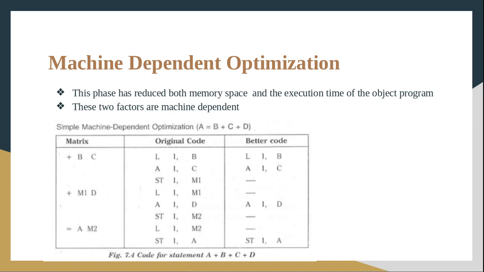This is one example of machine dependent optimization. We had a statement A equal to B plus C plus D. Here we have represented it in the intermediate form, that is the matrix form, and for each matrix entry, considering the code production table data, we have generated the object code, and in the third column we have optimized that object code by skipping a few lines. As a result we will have only 4 instructions. Before we had 8 instructions, now we have only 4 instructions. So we have optimized our object code. This is a small example of machine dependent optimization.